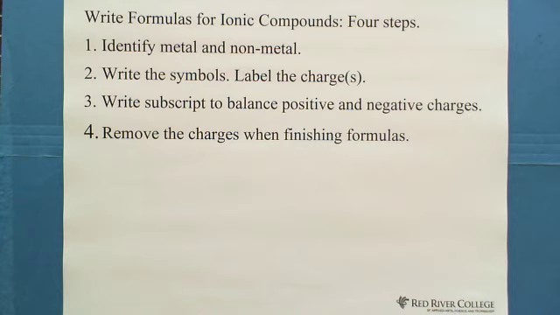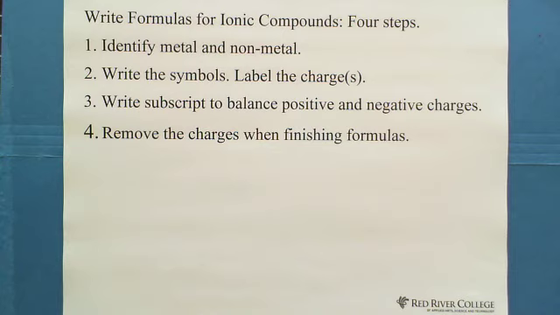The first step: identify metal and non-metal. That is most important, because if one is metal and the other is non-metal, then we can follow the following 3 steps. Otherwise, we cannot follow these steps. Okay? So again, identify metal and non-metal, 2 elements, that's a binary ionic compound. And then you write the symbols and label the charges, because for an ionic compound, both elements are ions.